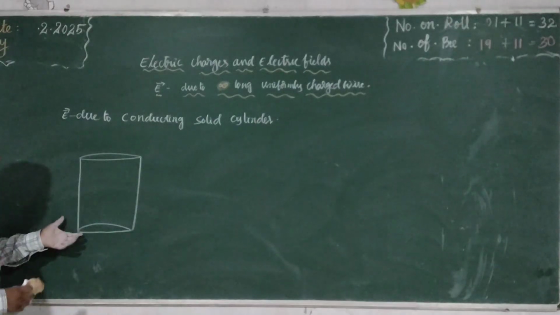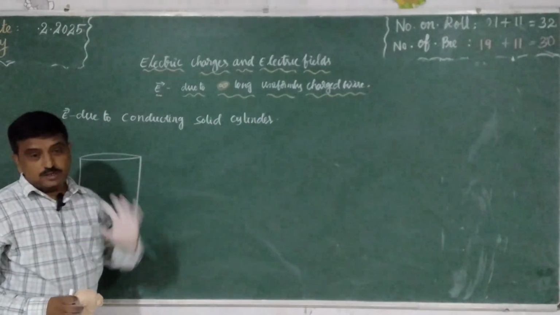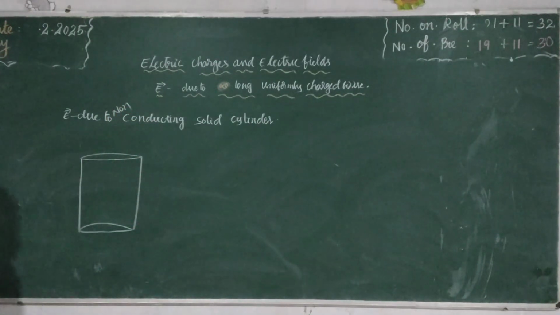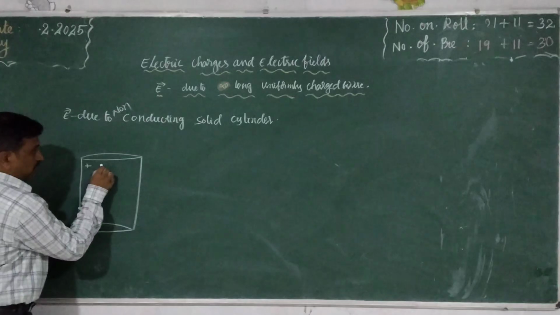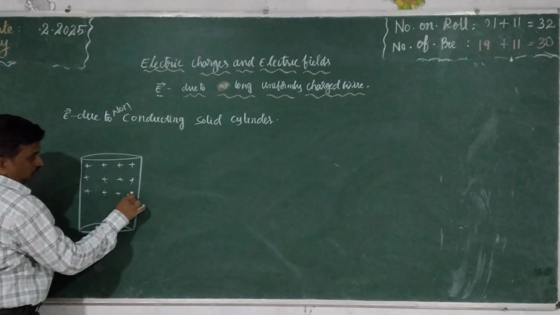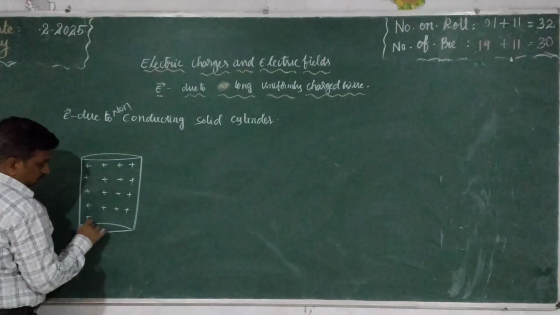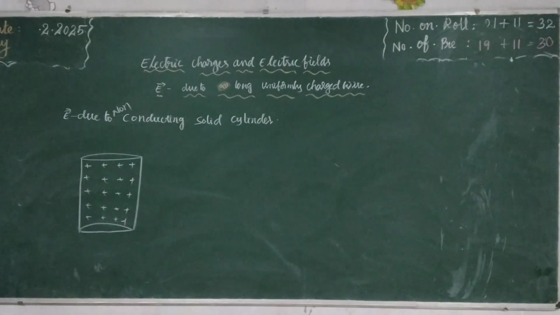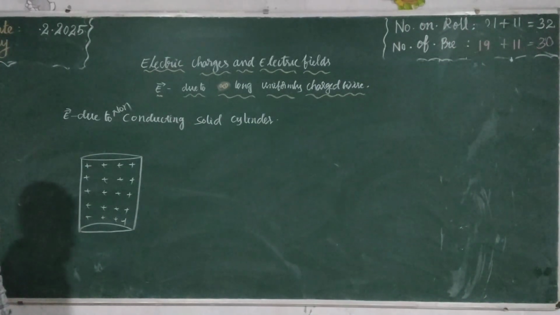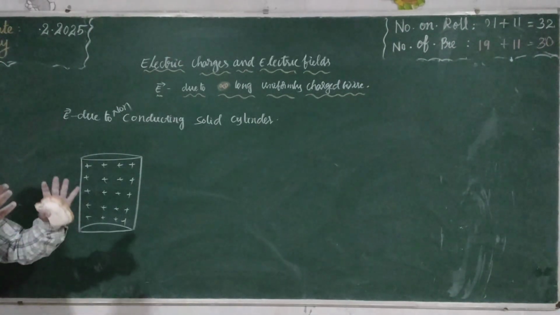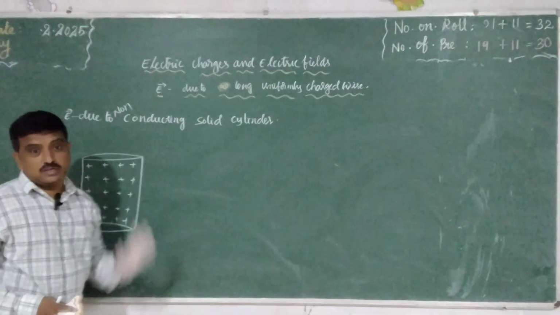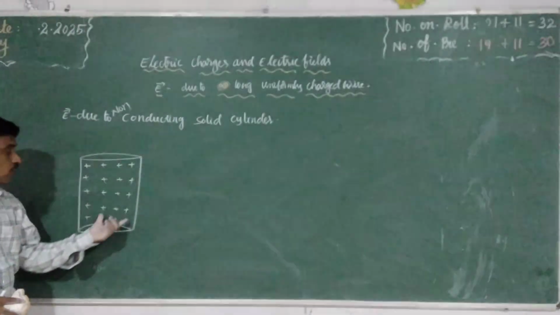But in case of a non-conducting solid cylinder, charge will be distributed throughout the whole cylinder. Again, listen once. For conducting solid cylinders and hollow conducting cylinders, charge resides on the surface of the cylinder. In case of a non-conducting solid cylinder, charge will be distributed throughout the whole cylinder.